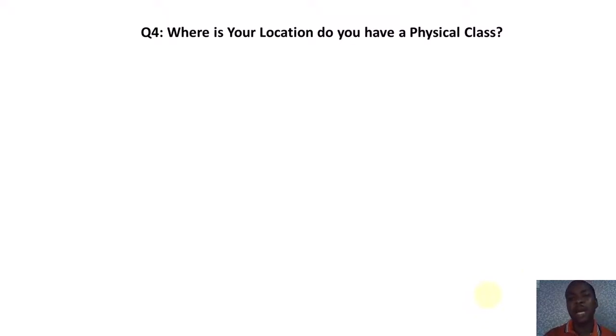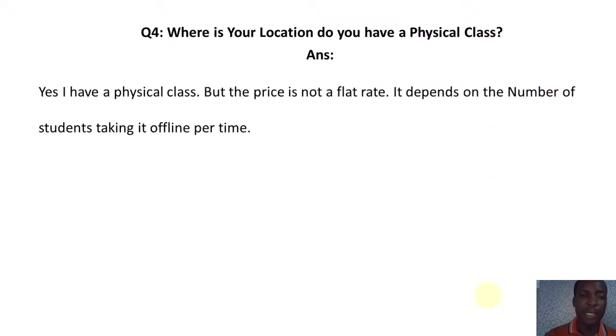All right. And the fourth question that some people ask me is, where is your location? Do you have a physical class? And the answer I give to them is, yes, I have a physical class, but the price is not a flat rate. The price depends on the number of students who are taking it per time. If you are the only one taking this course one-on-one, physical class, that means you come to my place or I come to your place, whatever, the price differs. So if you are looking for physical class, physical meeting, then ensure you contact me personally and I will tell you what to do.